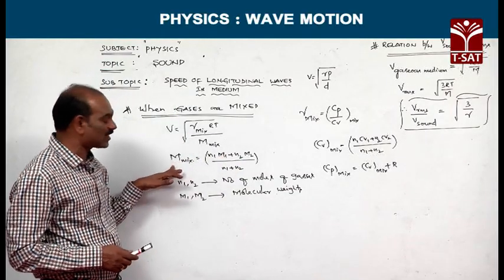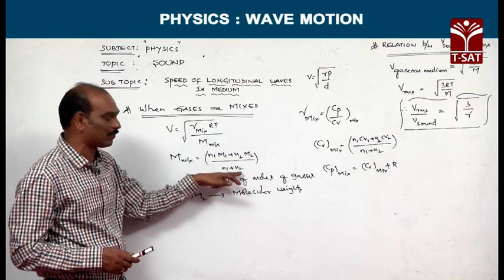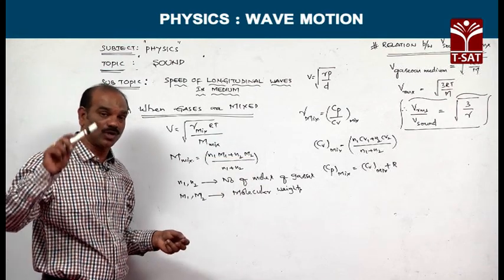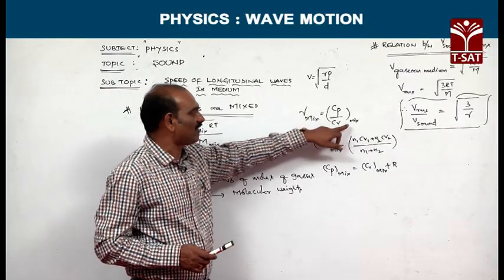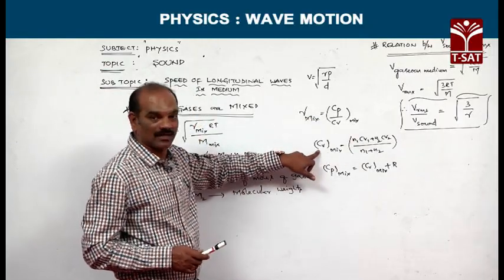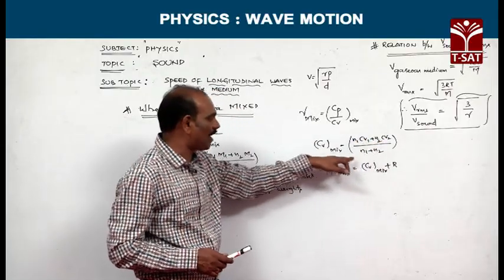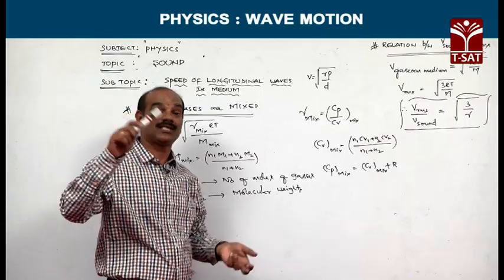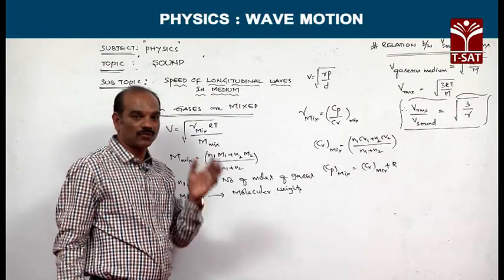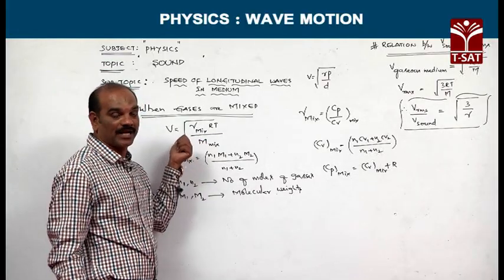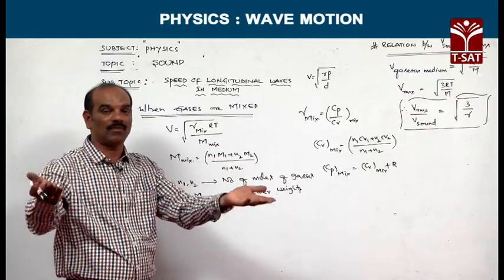Now, the molecular weight of the mixture is M = (N1M1 + N2M2)/(N1 + N2), where N1, N2 are the numbers of moles and M1, M2 the molecular weights, and γ mixture is Cp by Cv of the mixture. Cv mixture is (N1Cv1 + N2Cv2)/(N1 + N2). This is the formula for Cv mixture. We know Cp minus Cv is equal to R, so Cp mixture is Cv mixture plus R. Finally, this is the formula to find the speed of sound through a gas which contains two or more gases.